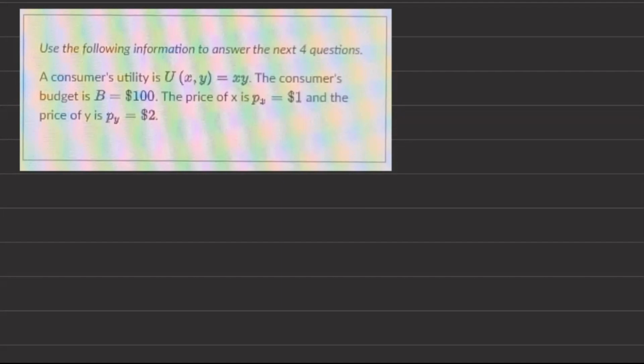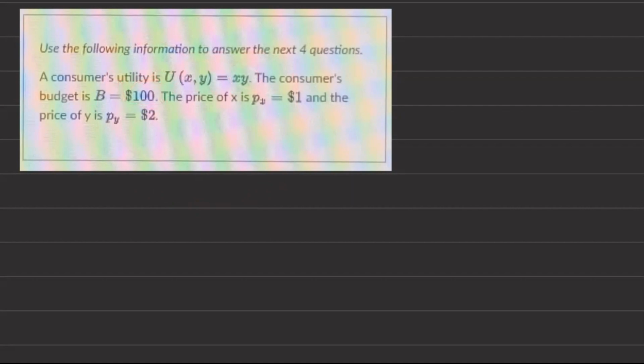on the screen, and then let's try to use the conventional way to solve it. So here we have this problem. It says the consumer's utility is this letter U, and it's actually a function of X and Y. The specific form is X times Y, so it's a product of X and Y. The consumer's budget, now we're talking about this constraint here, right? Because that's how much money this person can spend. It's $100.